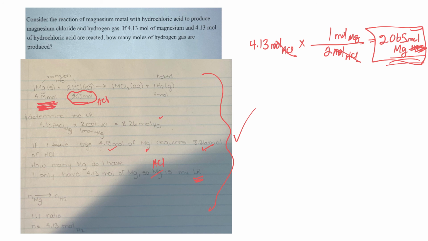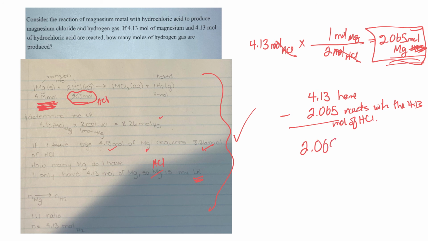So to figure out your leftover, go 4.13, this is what you have, and subtract the 2.065, and that's how much reacts with the 4.13 moles of HCl. So when you subtract those, you get 2.065 moles of magnesium left over. So you put the magnesium in, it'll all bubble, the hydrogen gas given off, but you're still going to have a strip of magnesium left over. Okay, hopefully that helps.